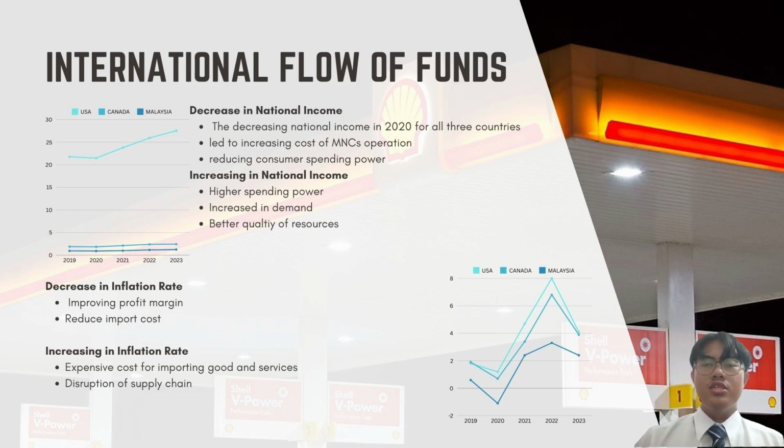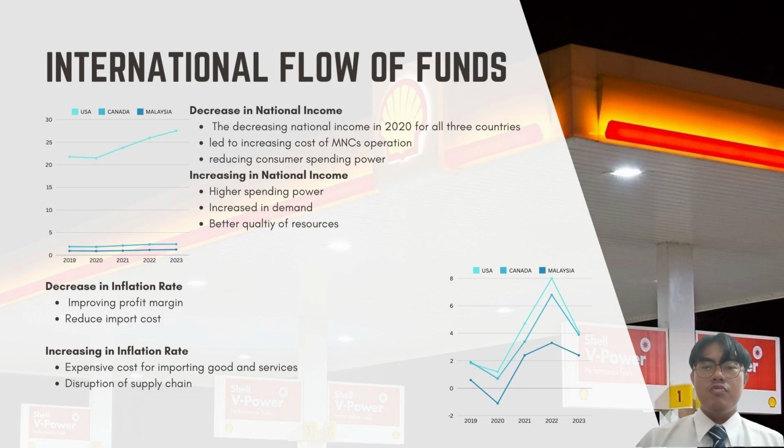So how does this situation affect Shell Oil Company? When a partner country's national income is decreasing, consumers in the country will also reduce spending, which will affect the sales and revenue of the Shell MNCs. It will also increase the labor costs and raw material costs. When the national income is low, some countries may take the initiative of increasing taxes to compensate for the income deficit, which will also affect the financial planning of Shell MNCs.